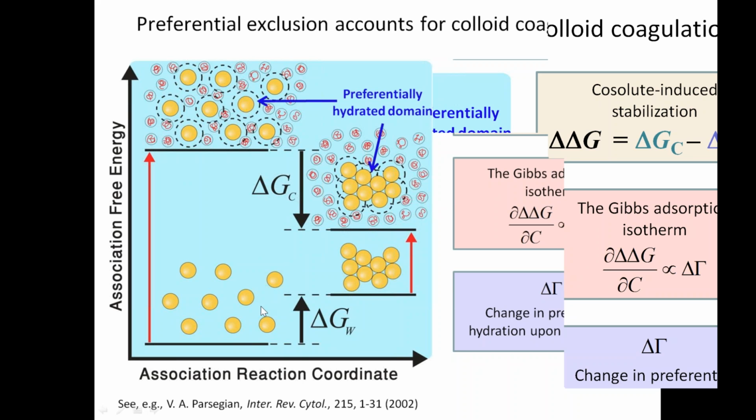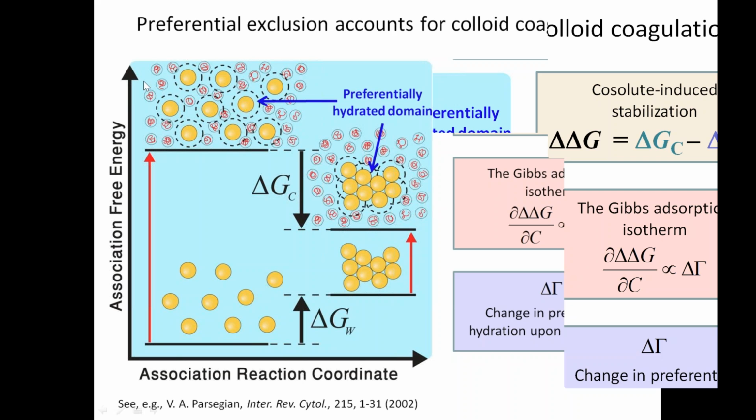So this means that when the colloids were in water solution, they were fully dispersed, and once you introduce excluded cosolutes, you drive the coagulation. And this can be interpreted in another way. Since the cosolutes are excluded from the colloid surface, water molecules, the solvent molecules, are preferentially included around the colloid surface.